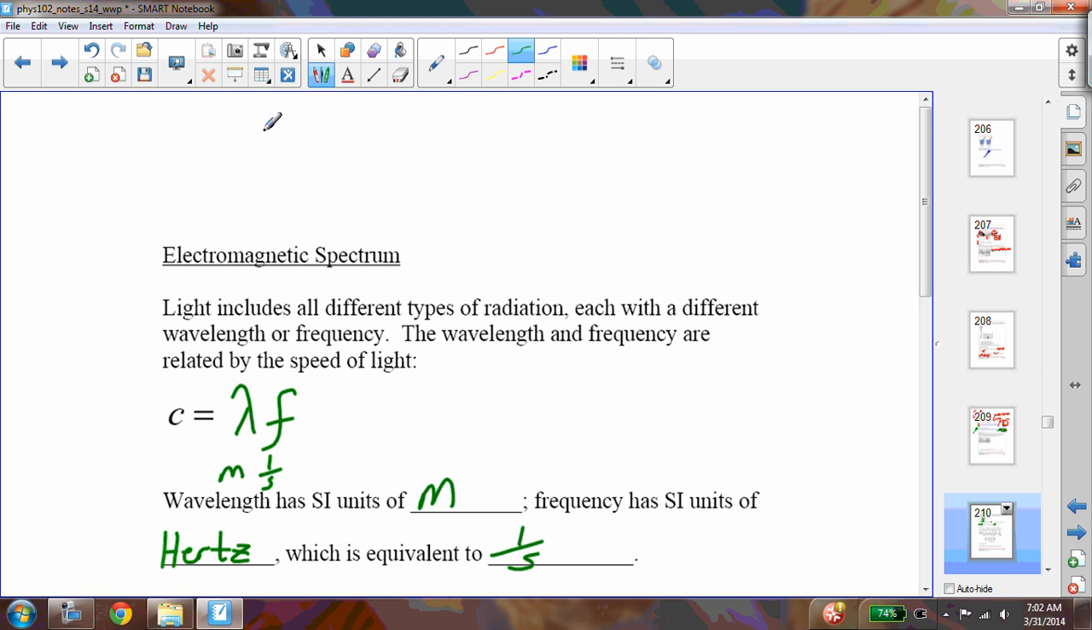Just remember on your waves, we haven't covered waves in a while, but waves look like this. The wavelength is the distance from here to here, so that's one wavelength, and the frequency is the inverse of the period, and the period is the time for a wave to travel one full wavelength.